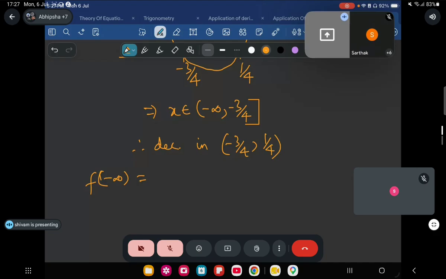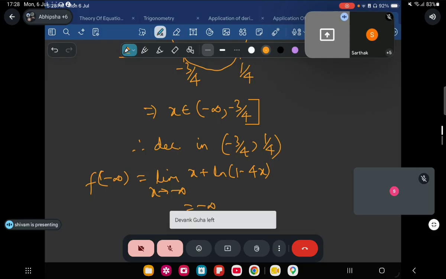F of minus infinity is equal to limit x tends to minus infinity, x plus ln 1 minus 4x. Okay, what do we get? Let us check. When I substitute minus infinity, this is minus infinity and ln 1 minus 4x, so minus 4 into minus infinity. Oh, this is infinity minus infinity form. Right, tell me. Are you able to see, Sarthak? This will be plus infinity. Minus 4 into minus infinity is plus infinity, and then infinity. So it is infinity minus infinity form.